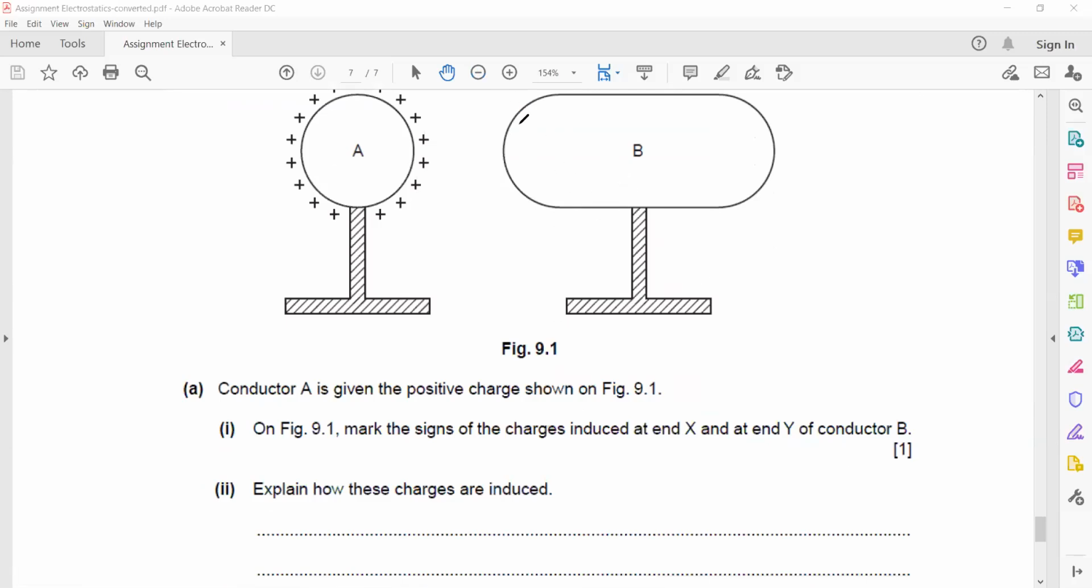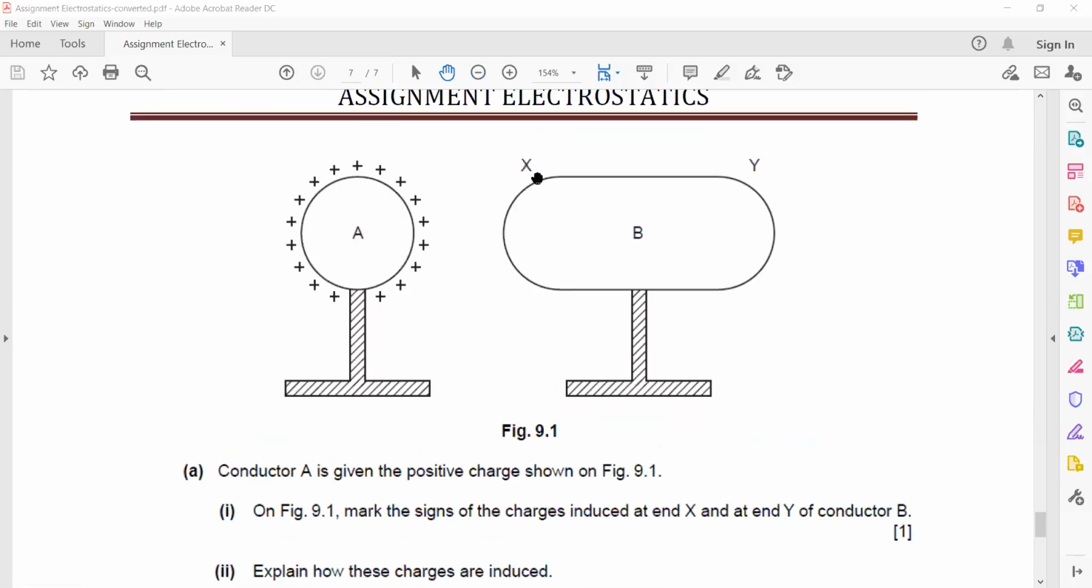So on conductor B, what will be the charge on X? On the side X, what will be the charge? It will be negative. And what will be the charge on Y? It will be positive.